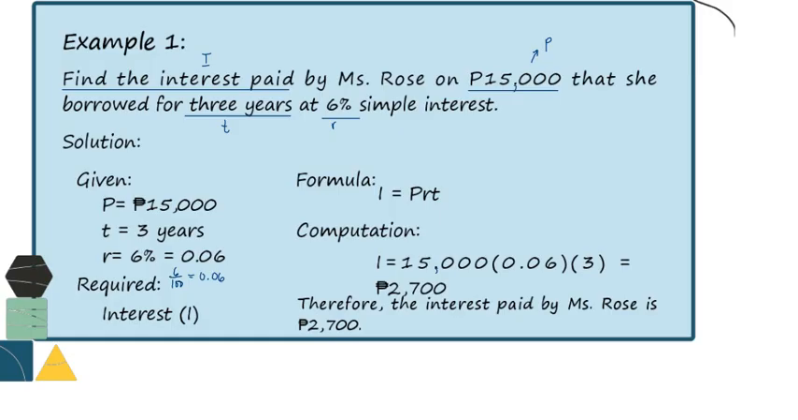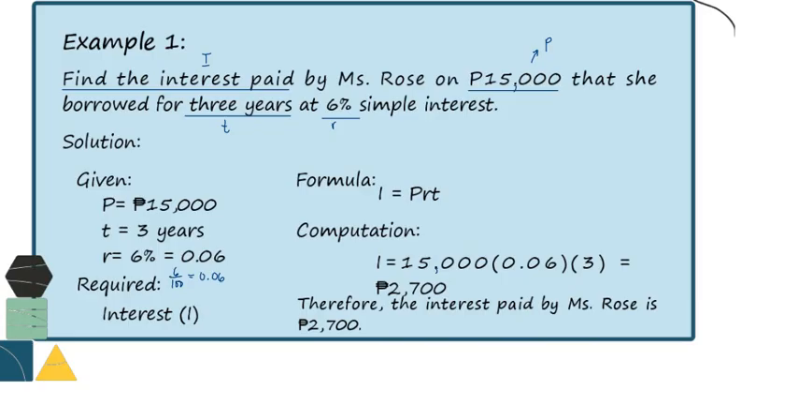At tapos, ano tong 2,700 pesos? Yung 2,700 pesos obviously is our interest. So, if we are going to answer the problem for a conclusion, that will be therefore, the interest paid by Miss Rose is 2,700 pesos. So, if Miss Rose is going to borrow 15,000 for 3 years at 6% simple interest, then she has to pay 2,700 for that. Okay? So, ganun lang i-apply yung formula natin sa simple interest.